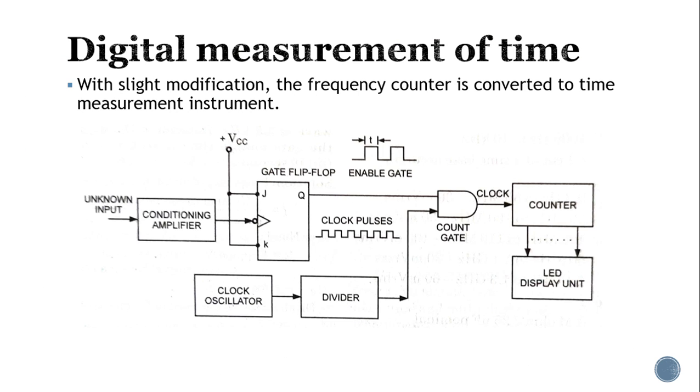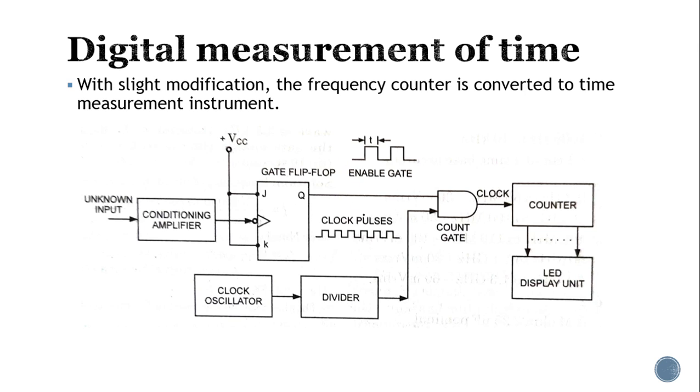Digital measurement of time is similar to the digital measurement of frequency. Your unknown input signal is given to a flip-flop to convert it to a signal that is compatible with our circuit. Again, you take your clock oscillator circuit, the divider, the clock pulses, and the enabled gate. The conditioned unknown signal is sent through a JK flip-flop, which gives the enabled gate.